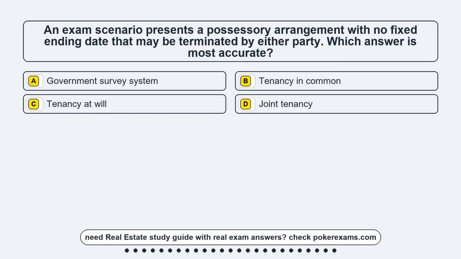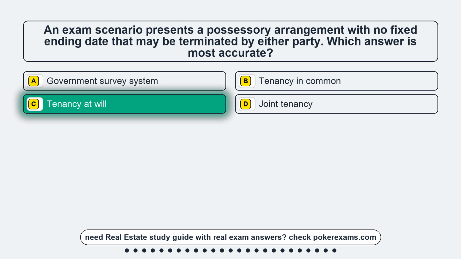Question 24. An exam scenario presents a possessory arrangement with no fixed ending date that may be terminated by either party. Which answer is most accurate? Option A, government survey system. Option B, tenancy in common. Option C, tenancy at will. Option D, joint tenancy. The correct answer is option C, tenancy at will.